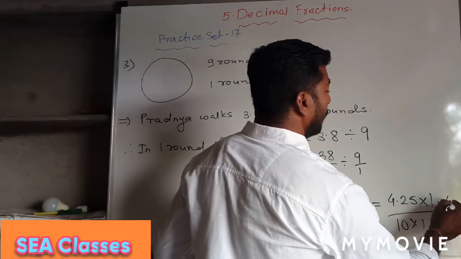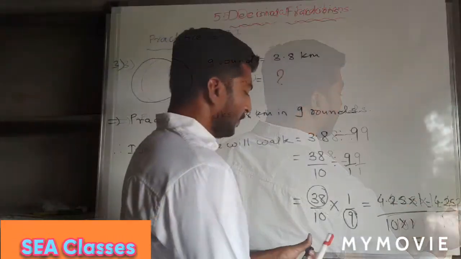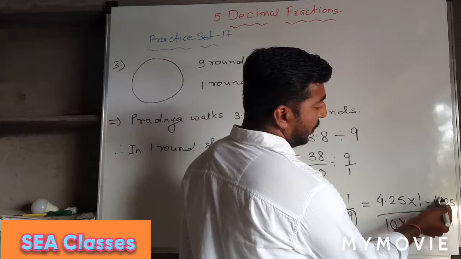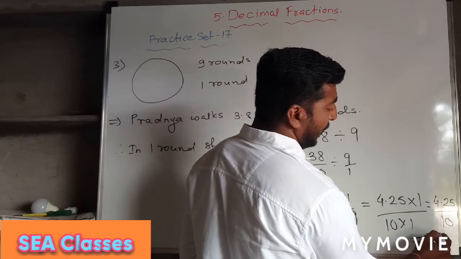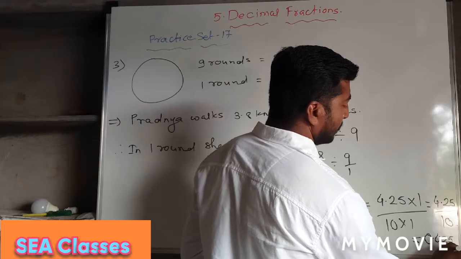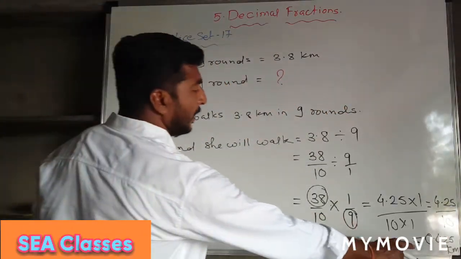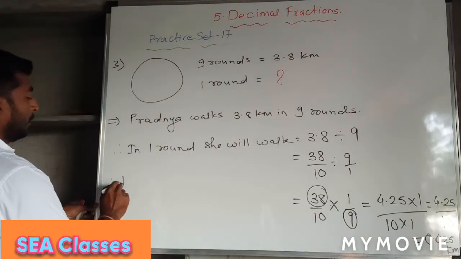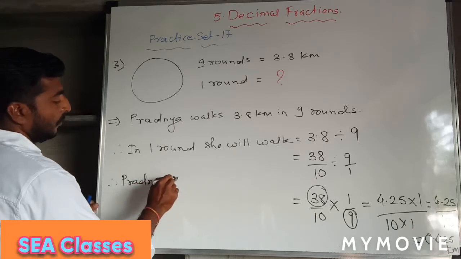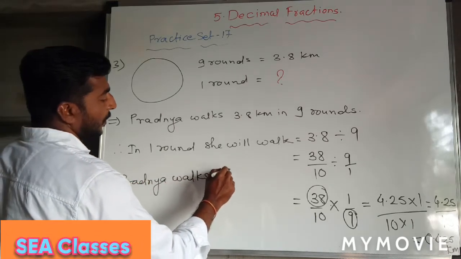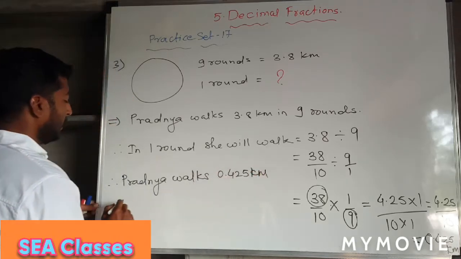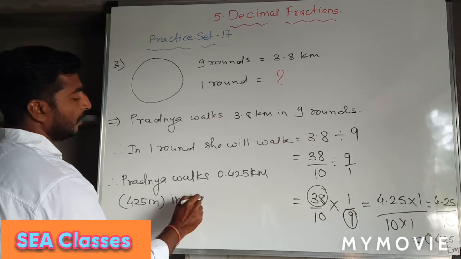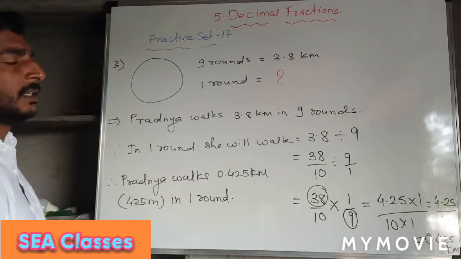So that will be equal to 4.25. Now there is a 10 in the denominator, so you have to shift this decimal one digit to the left. So it will be 0.425 kilometer. So that means you will see that in one round she walks 0.425 kilometer. Therefore, Pradnya walks 0.425 kilometer, or you can say this as 425 meter also, 425 meter in one round. So this is your answer.